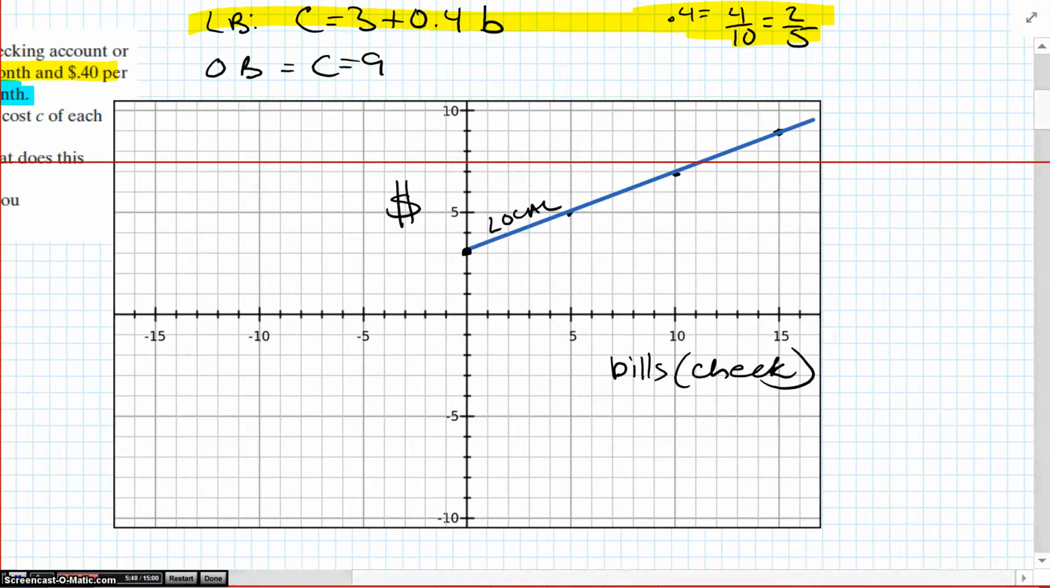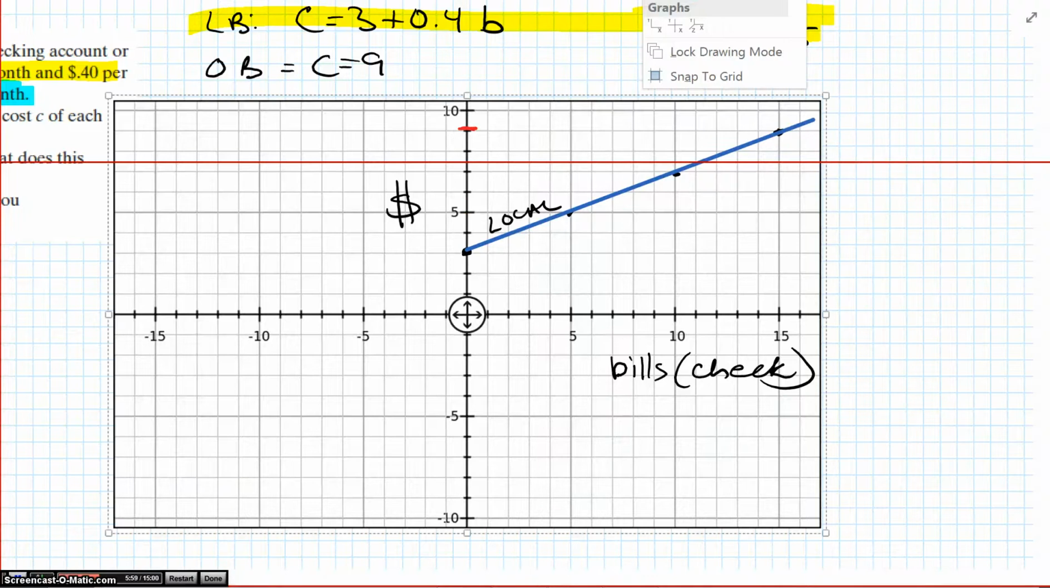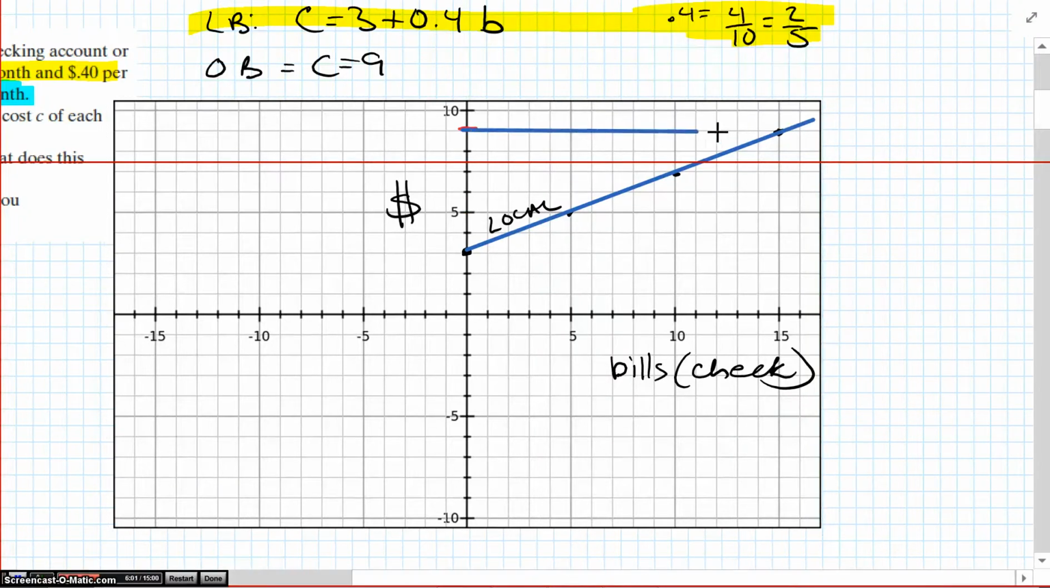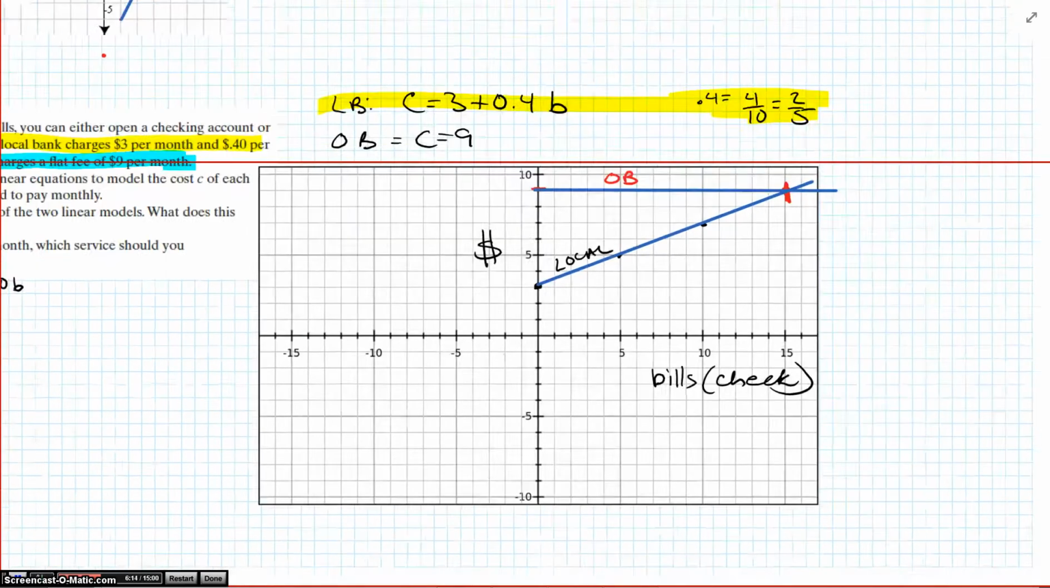All right. Our online bank costs $9. It does not matter how much money or how many checks we write. It's going to cost $9 regardless. So there's our online bank. And they're going to intersect at 15. Okay, that's important to know.